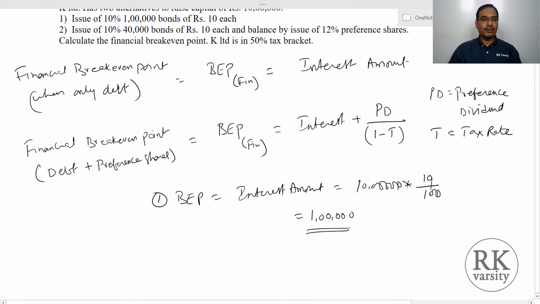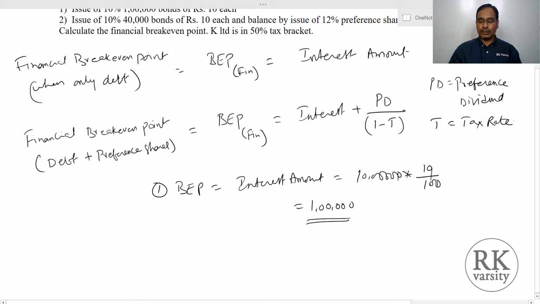And in the second context, issue of 10% 40,000 bonds of rupees 10 each and the balance by issue of 12% preference shares. So here total is 10 lakhs. In this amount, 4 lakhs is a debt and balance amount is 6 lakhs. So 6 lakhs is preference shares. The coupon rate of the bonds is 10% and the preference dividend is 12%.